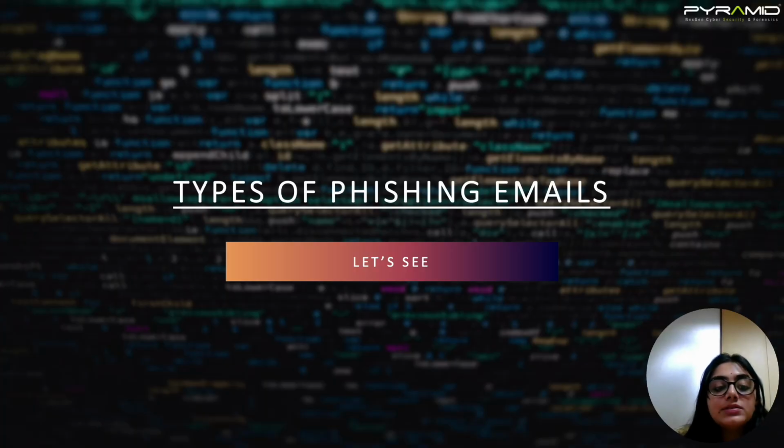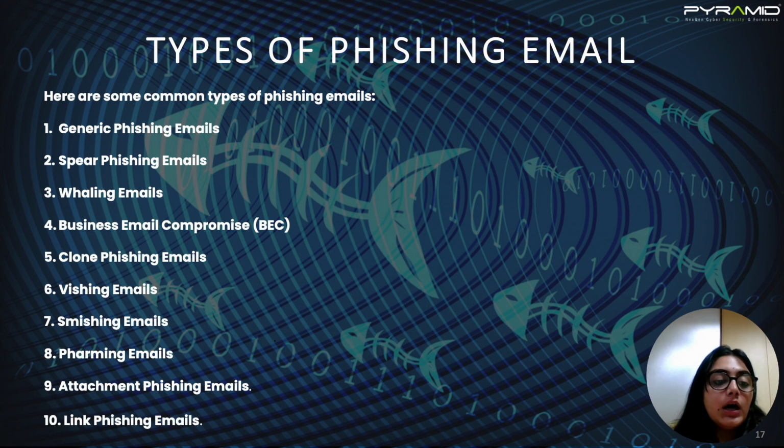Next we have the types of phishing emails. Let's see what types of email phishing we are talking about here. First we have generic phishing emails. These are standard phishing emails sent to a large number of recipients without much personalization. They often use a generic message to lure victims into clicking on links or downloading attachments.